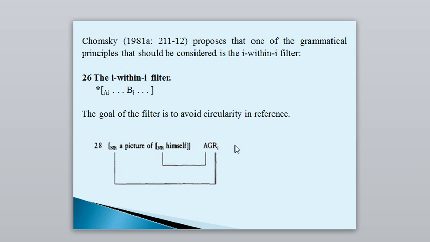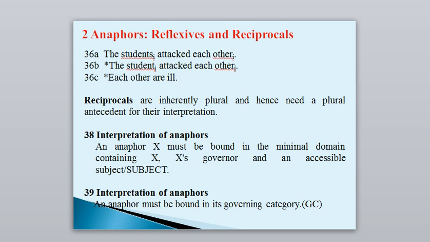Chomsky proposes that one of the grammatical principles that should be considered is another filter for co-indexation: the i-within-i filter. You see here, we cannot co-index an element within another element. The goal of the filter is to prevent circularity in reference. We cannot have circularity in any sentence. We cannot co-index one element inside another element. This is the i-within-i filter.